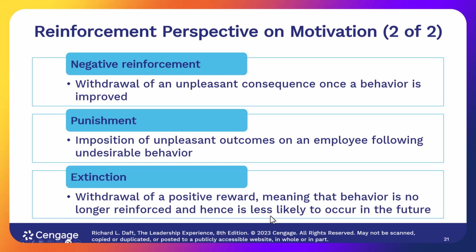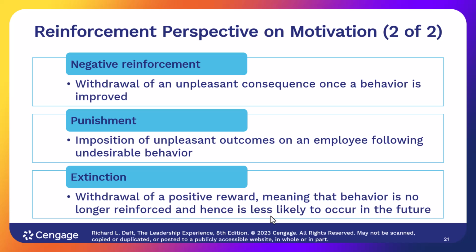Now, negative reinforcement is withdrawal of unpleasant consequences once a behavior is improved. So somebody's been doing something bad, and you give them criticism. When they do something good, you stop giving them criticism. That's negative reinforcement. Positive punishment: imposition of unpleasant outcomes on the employee following undesirable behavior. A lot of times you find this is not usually when somebody makes one mistake, but usually a pattern of behavior where you have to resort to punishment.